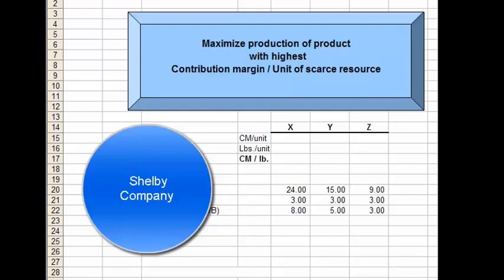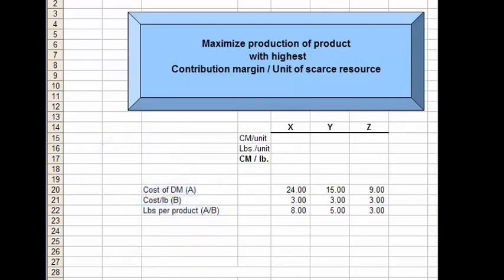And we have Shelby Company producing 3 products, X, Y, and Z, and you have information about each one of these products. The bottom line question here is which orders would you advise the company to accept first? Orders for product X, Y, or Z? As a general rule, when there is no limitation, when there's no scarce resource, a company wants to produce and sell the product that has the highest contribution margin per unit because that's going to maximize their profit.